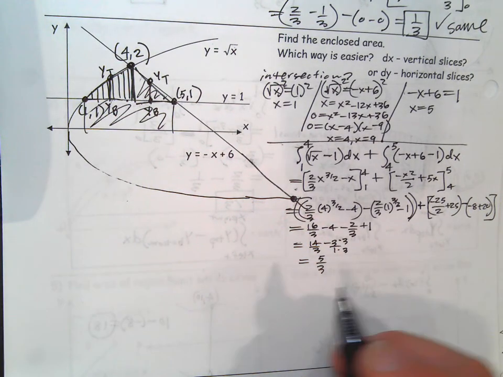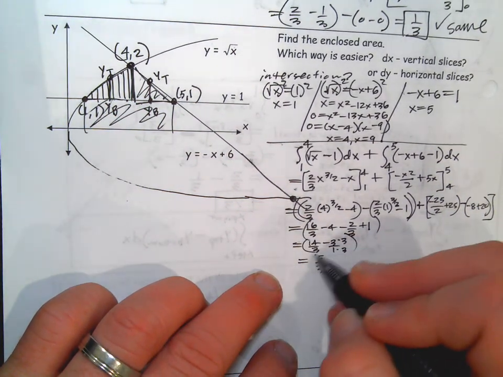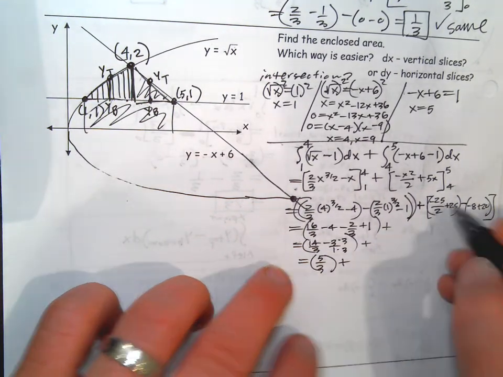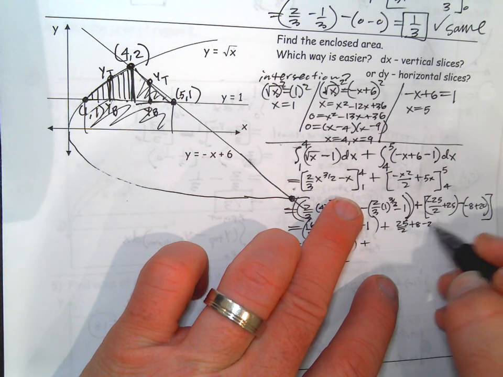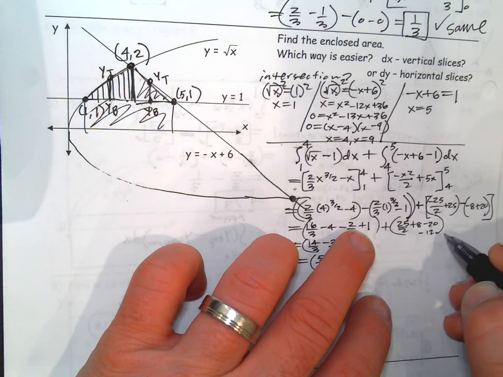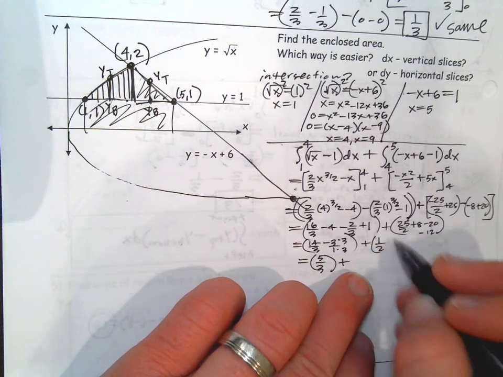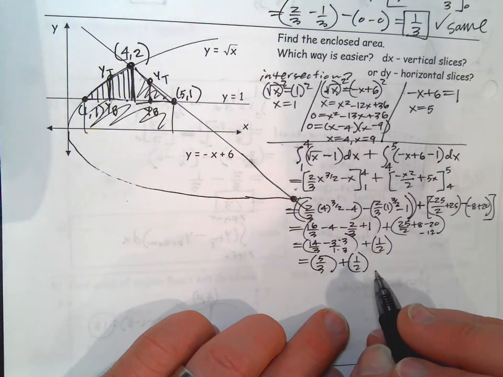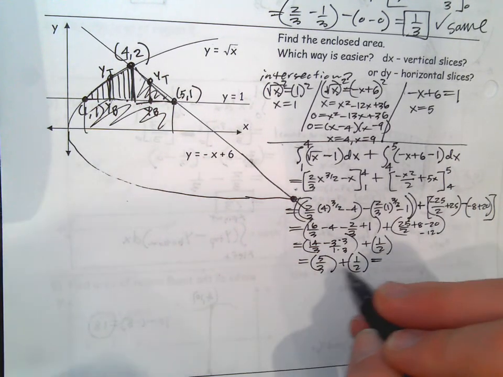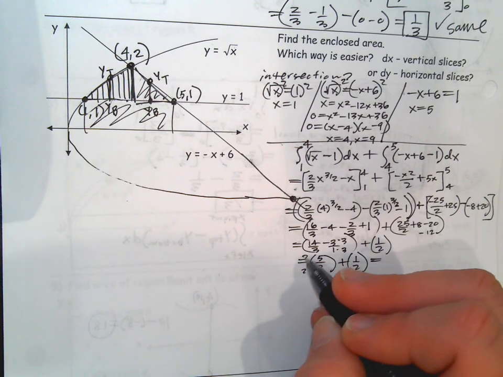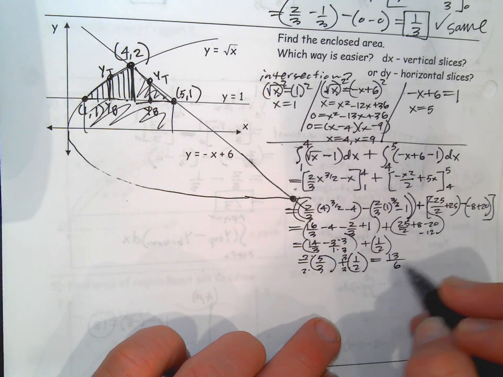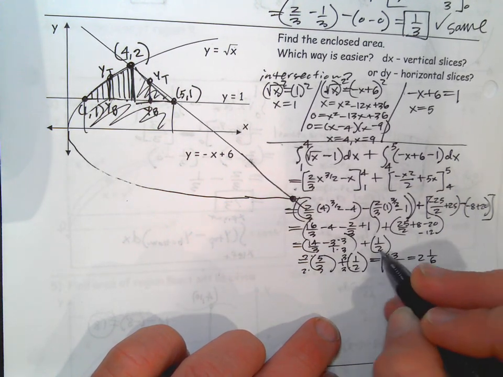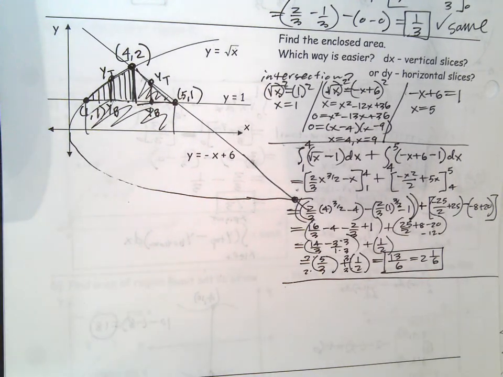Okay. Then the next one, this is going to be positive 25 halves plus 8 minus 20. So it's going to be negative 12, negative 24. It's going to be positive 1/2. Right? And the least common denominator would be 6. You get 10 plus 3 is 13 over 6, or 2 1/6. So that's the answer. That's the area between those 3 curves. Okay, so it's one way we do it.